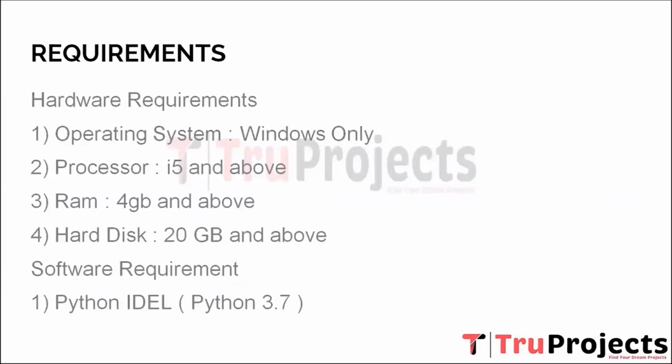So now coming to the requirements part, we have two types of requirements, that are hardware requirements and software requirements. In hardware requirements, the Windows operating system is required, processor i5 and above, minimum 4 GB of RAM, and hard disk 20 GB and above. Coming to the software requirement, Python IDLE, version 3.7, is required.